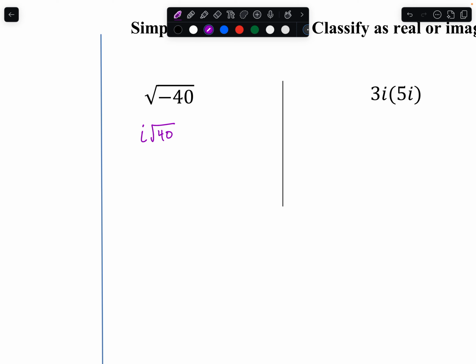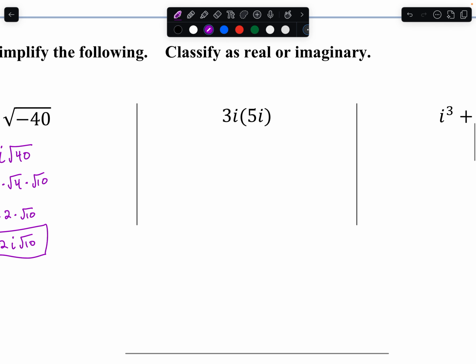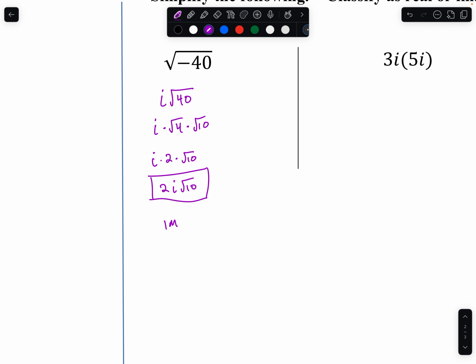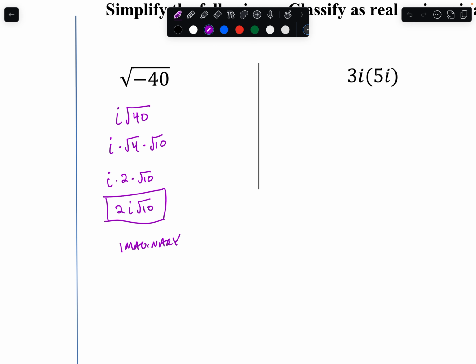Now I work on simplifying the square root of 40. So I know that in perfect squares, I can write it as the square root of 4 times the square root of 10. And the square root of 4 is 2. And the square root of 10 can't be simplified any further. So I've got 2i root 10. All right? And by the way, that's an imaginary number because it's got an i in it.